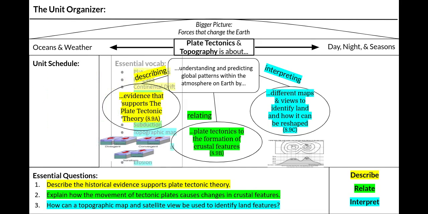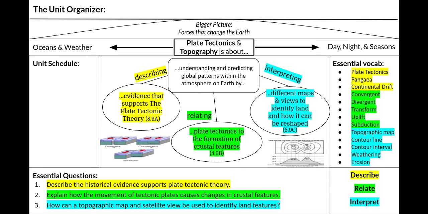Okay, our last thing that we're going to talk about is our essential vocabulary. All right, so we have some new vocabulary words, and I'm going to go ahead and read them to you. They are color-coded, so for each bubble, they have specific vocabulary that goes with it that you're going to be learning. So for our first bubble, we're going to be learning about plate tectonics, Pangea, and continental drift. For the second bubble, vocabulary is going to be convergent, divergent, transform, uplift, and subduction.